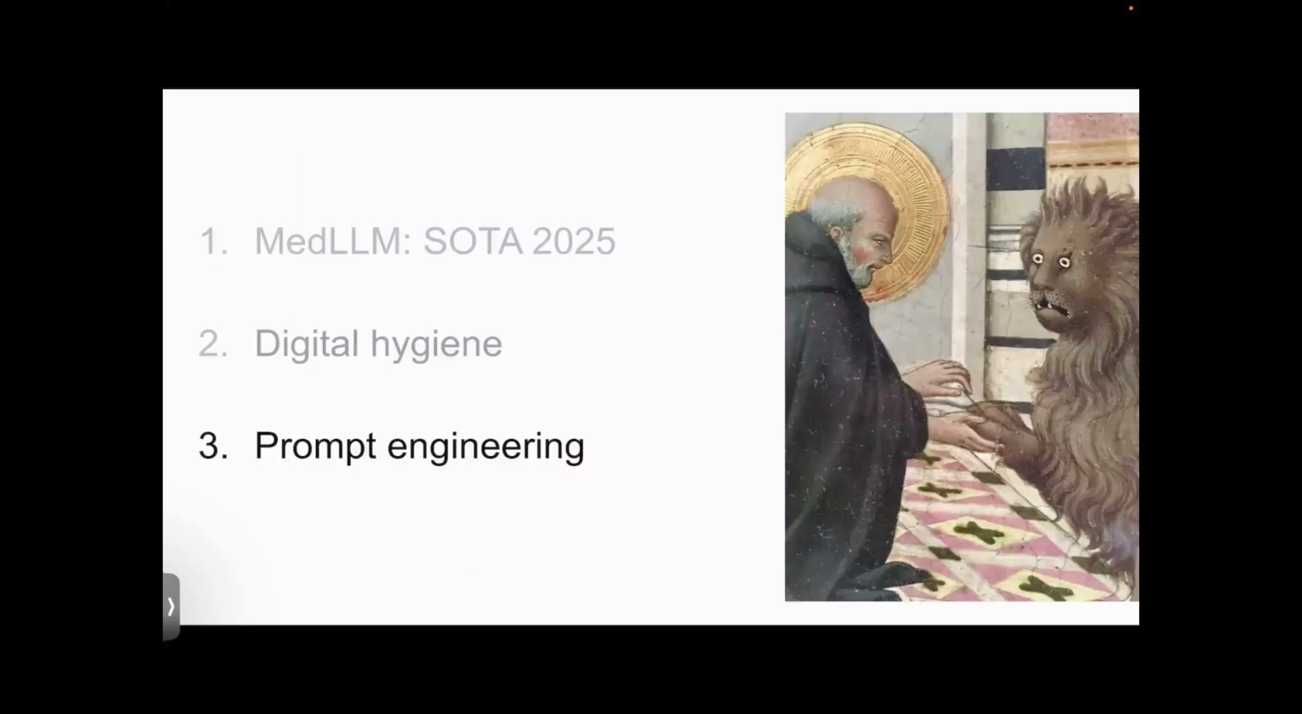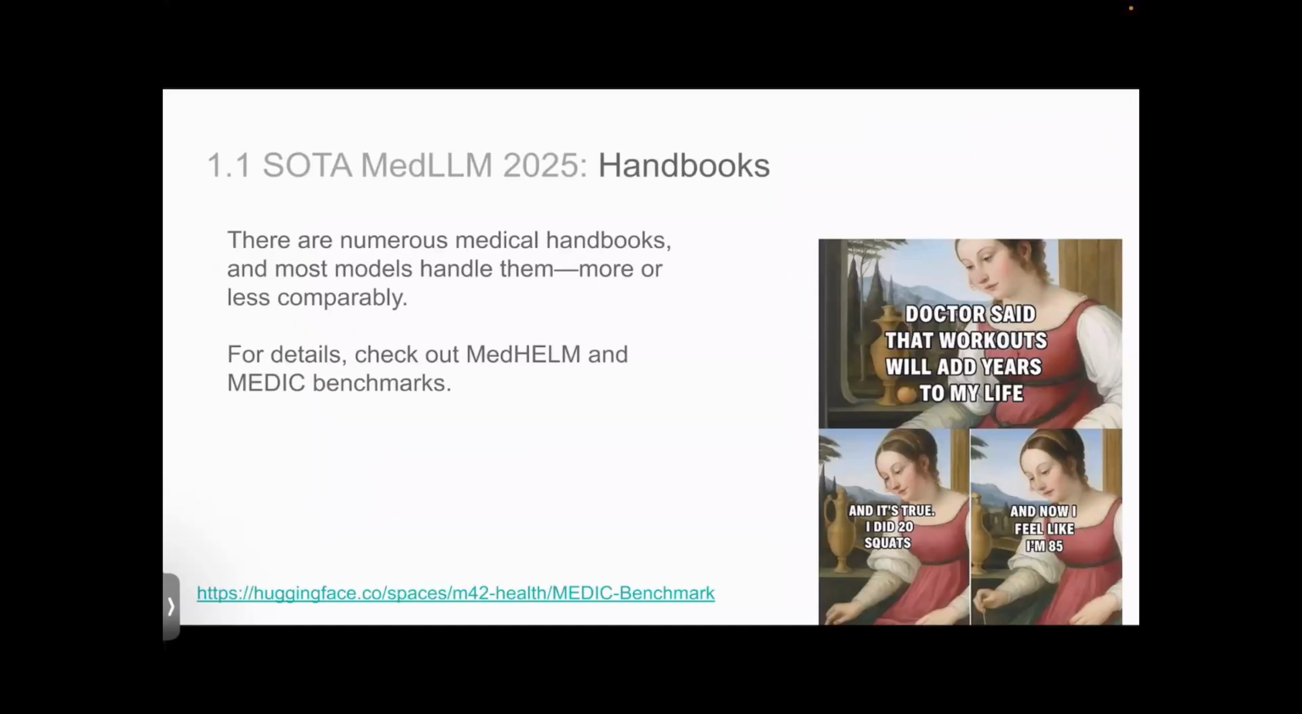So now we know that we don't know. We know that the best models are DeepSeek, Claude, and ChatGPT o3 at the moment. But how do I know that my exact prediction is great? And here comes the art of prompt engineering.